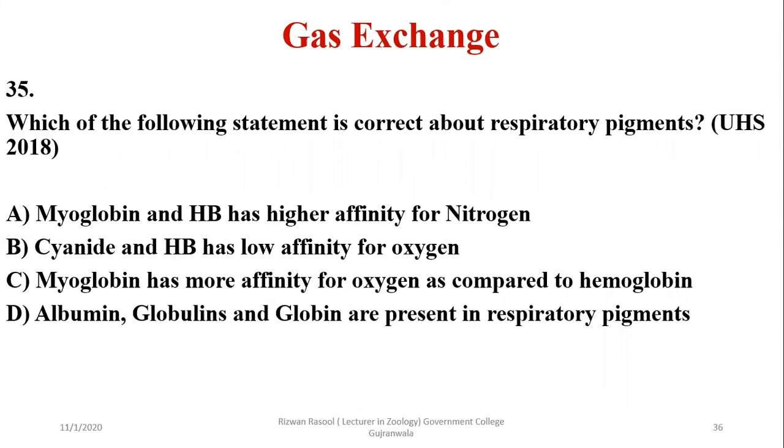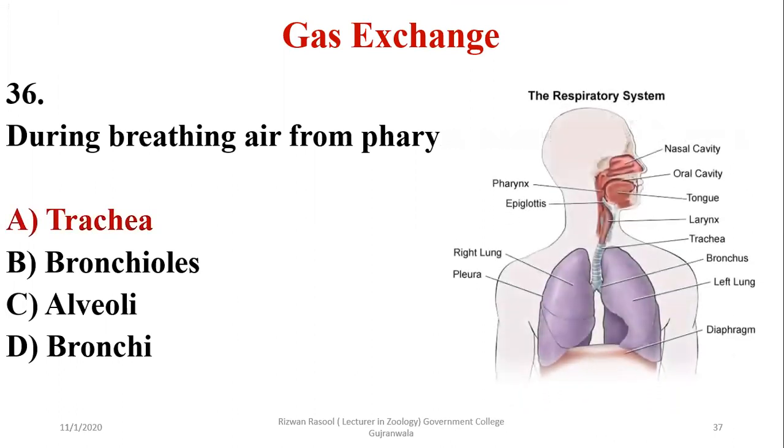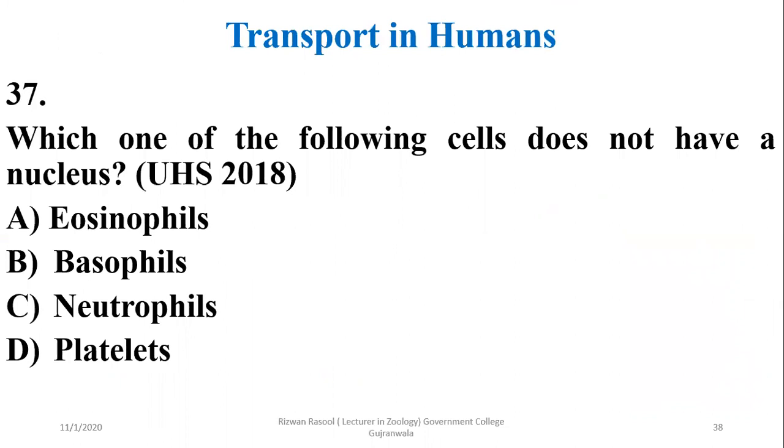Number 35, which of the following statements is correct about respiratory pigments? Respiratory pigments, myoglobin has more affinity for oxygen as compared to hemoglobin. During breathing, air from pharynx enters the trachea. So right option is alpha. From the next part, transport in humans, it is the compulsory part of the syllabus in this year as well.